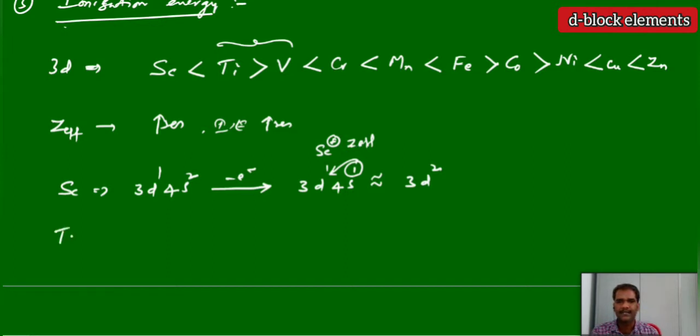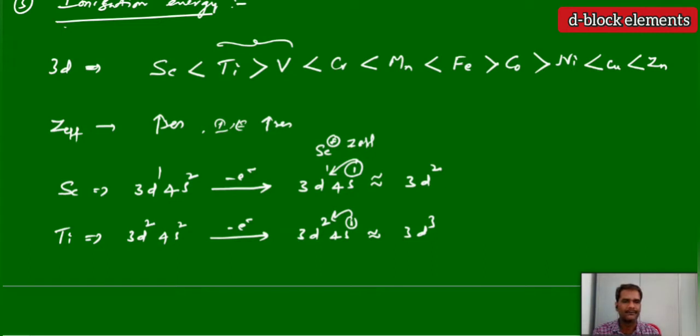Similarly, in case of titanium, the actual configuration is 3d2 4s2. Again, if you see the ionization energy, if you remove one electron, we will get 3d2 4s1. Again, this configuration will become 3d3. Due to the positive ion, the effective nuclear charge is more, and it will drag this electron into the 3d orbital. You will get the 3d3 configuration.